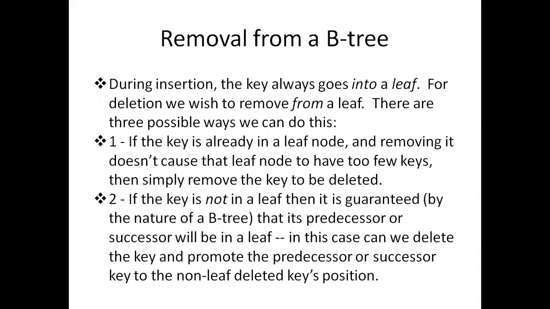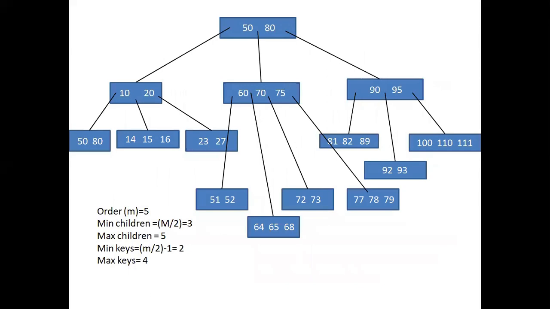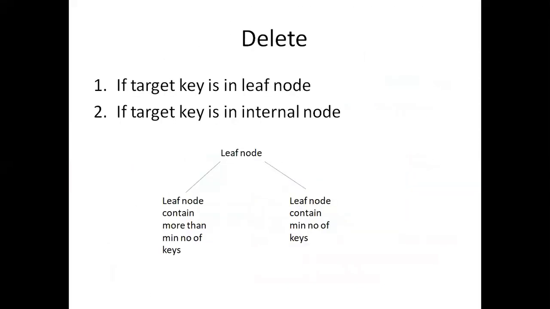Second case, if the key is not in the leaf node, then it is guaranteed that its predecessor or successor will be in a leaf. That means it is an internal node which we want to delete. So instead of going with this theory, I'll directly show you this diagram. The key which we want to delete, I will just call a target key.